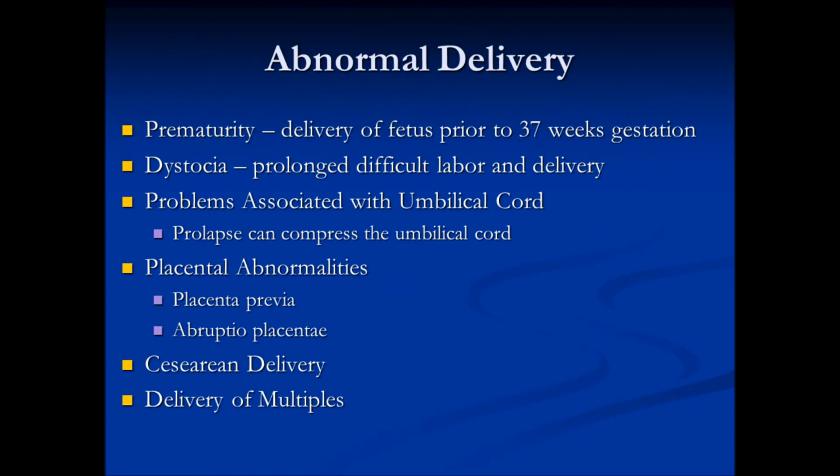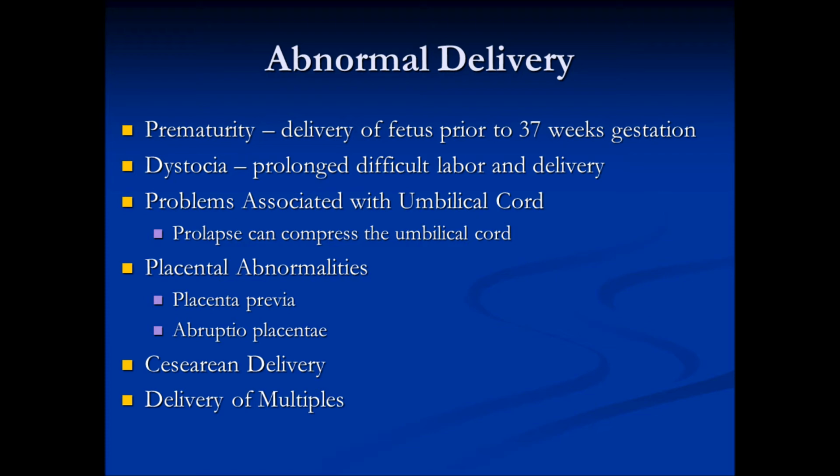Okay, abnormal delivery is actually termed dystocia. It's prolonged, difficult labor and delivery. And the way that it is defined is that if it takes more than 20 hours to get through the first and second stages, mom is experiencing dystocia. Now, of course, prematurity would be considered abnormal as well, because if the baby is delivered prior to 37 weeks gestation, then that is not considered normal. Normal would be 37 to 40 weeks gestation.